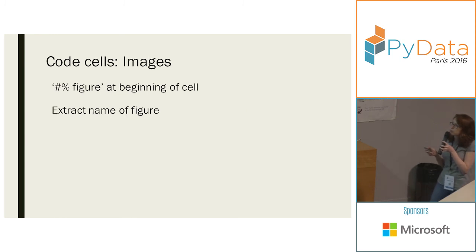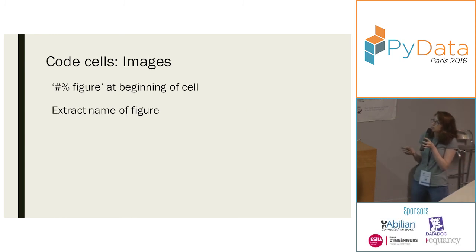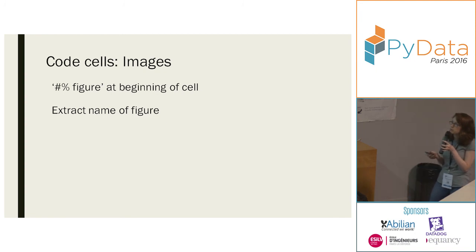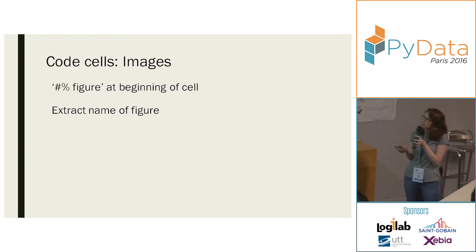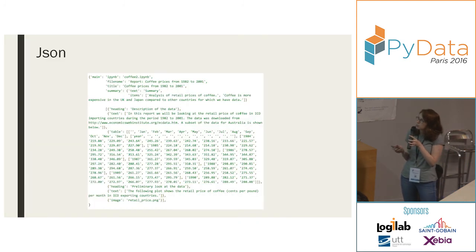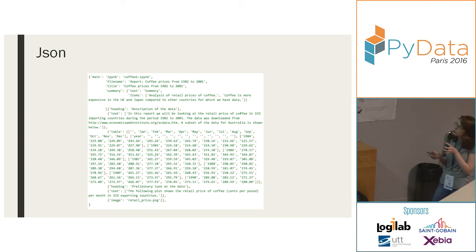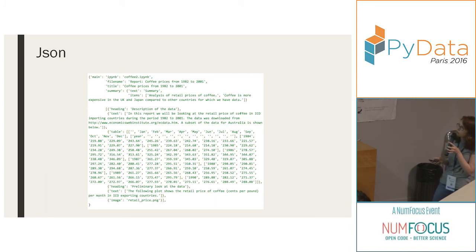I also want to extract images. I'm again going to use this trick of adding a comment at the beginning of each cell for which there is a figure that I want to extract. And then I'm going to extract the name of the figure by searching for a string such as savefig. So this is what the JSON looks like. I've got a title, summary, and then a list of all the cells within the notebook. So they're either of type heading, text, table, another heading, text, and then an image.